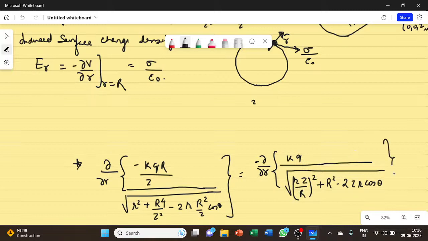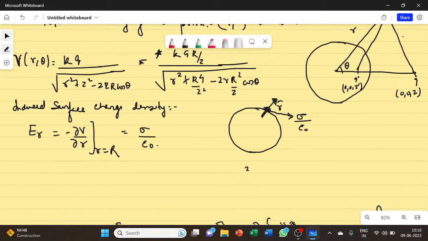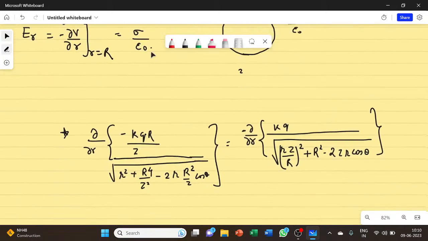I hope it is quite clear now. Okay, so I want to differentiate this term. This is the second term here. This is the term that I'm differentiating, and I will also let you know how I differentiated it. So del by del R, I'm not writing the negative here, I'm just trying to differentiate it.